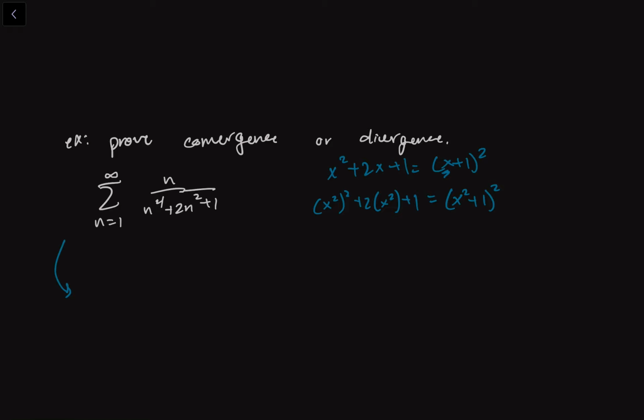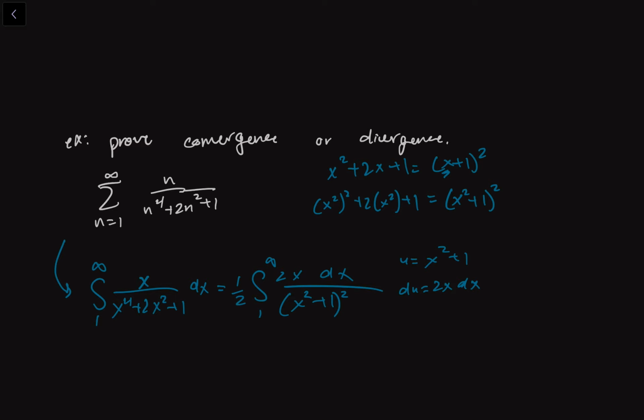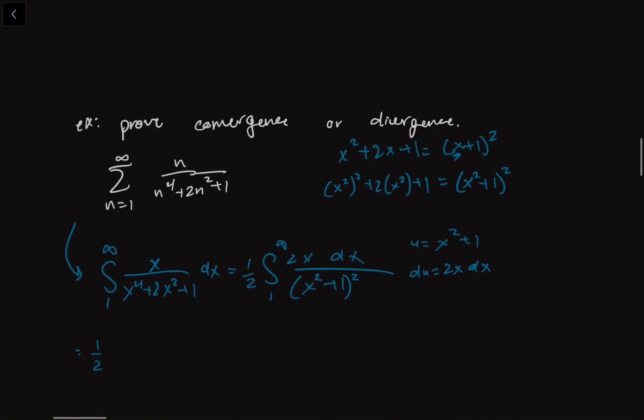In order to determine the convergence or divergence of the series, we can look at the integral from 1 to infinity of x over x to the 4 plus 2x squared plus 1, which we said could become x dx over x squared plus 1 squared. So using a little bit of algebra there. Then we'll do a u sub. u is equal to x squared plus 1, and du is equal to 2x dx. So we'll throw in the 2, account for it with the 1/2 out front, and change the bounds.